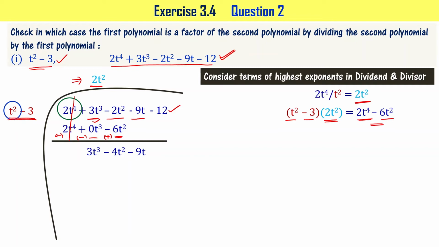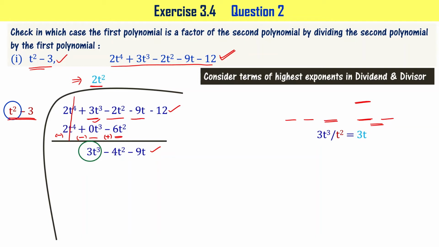Okay, now you have this expression. In this, the term containing highest exponent is 3t cube. Let's divide 3t cube by t square. So the answer you have is 3t, right? That 3t has to be part of the quotient. Let me write plus 3t. Now let me multiply the divisor with plus 3t. When you do that, what you get is 3t cube minus 9t. Here the t square term is missing, right? That's why while writing, we write it as 3t cube minus 0t square minus 9t.